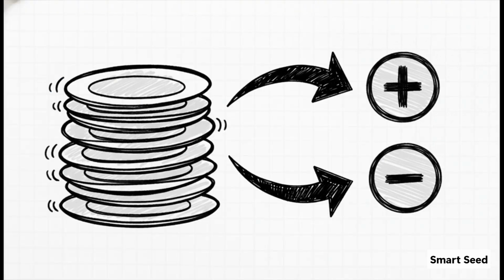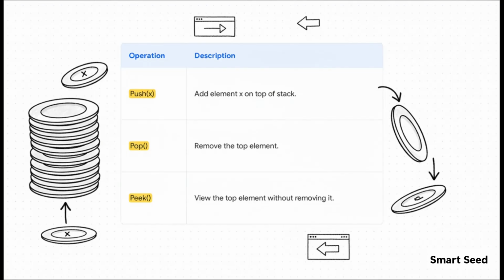Okay, so to make this work in the digital world, computer scientists gave these two simple actions some official but very easy names. Let's see what they are. The action of adding a plate is called a push. You're literally pushing a new item onto the top of the stack. And taking a plate off? That's called a pop. You're just popping the top item off so you can use it. Oh, and if you just want to see what the top plate is without actually taking it, that's a peek. Push, pop, and peek. That's pretty much it.